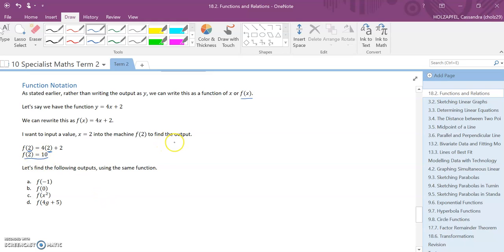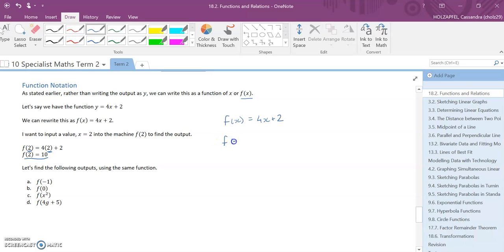Okay, so let's find the following outputs using the same function. The first one is going to be at x is equal to -1. So we're going to use FSA: formula, substitute, answer. Our first one, we're just going to write our formula. So f of x is equal to 4x plus 2. And that's going to be the same function for every single one of these. Now what it's asking us, it's saying what is the value of the function when x is equal to -1? In other words, we're going to substitute in -1.